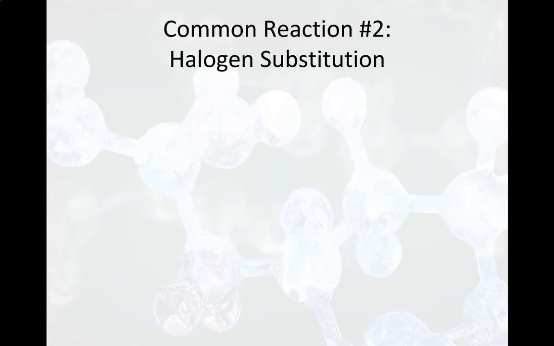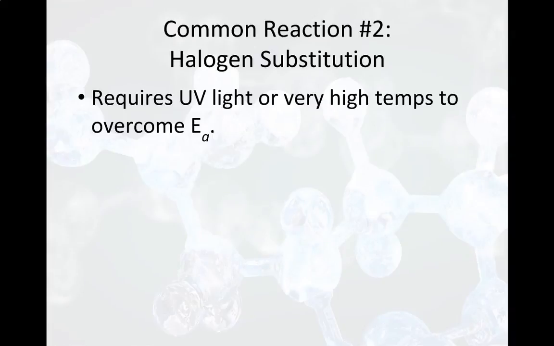Another common reaction for alkanes is called halogen substitution. We know that the halogens are in that 7th column or 17th column, depending on how you're looking at the periodic table, and it's going from fluorine down to astatine. Now we know fluorine is not something that we want reacting with hydrogen because we get hydrofluoric acid, so the majority of our halogen substitutions that we're going to look at are with chlorine substitution. And these reactions require UV or ultraviolet light or very high temperatures to overcome the activation energy.